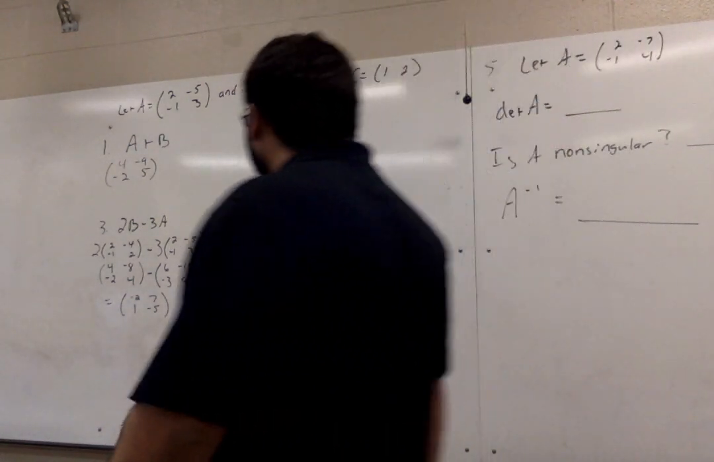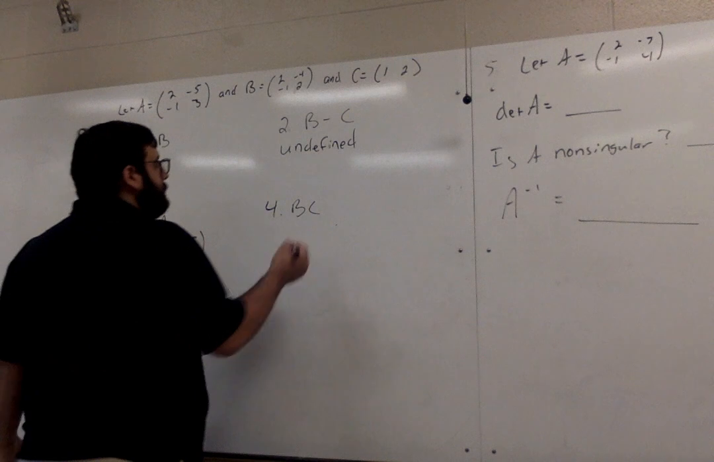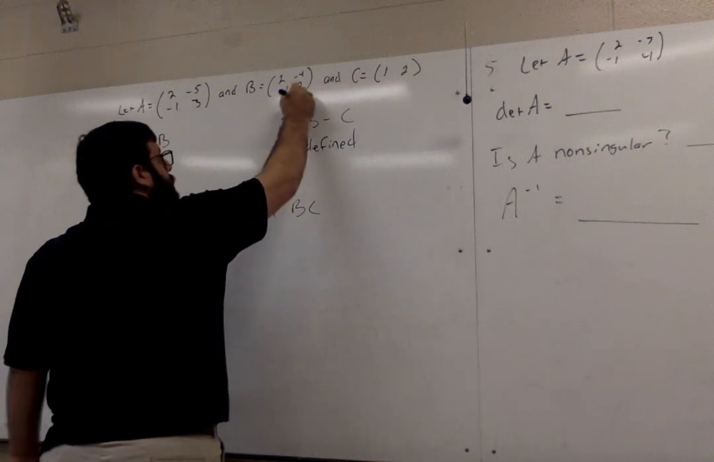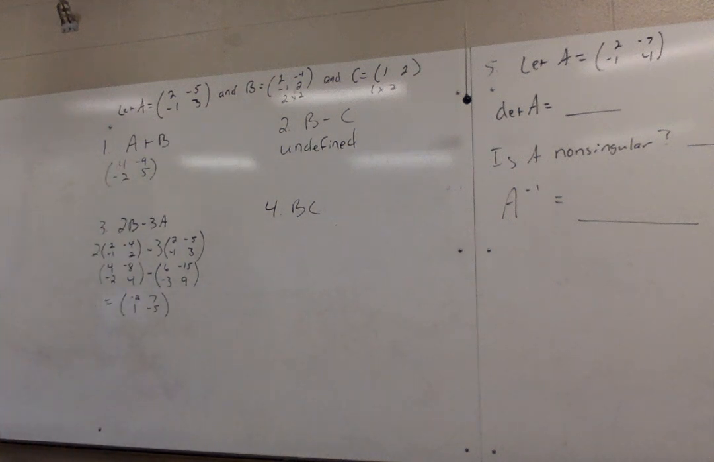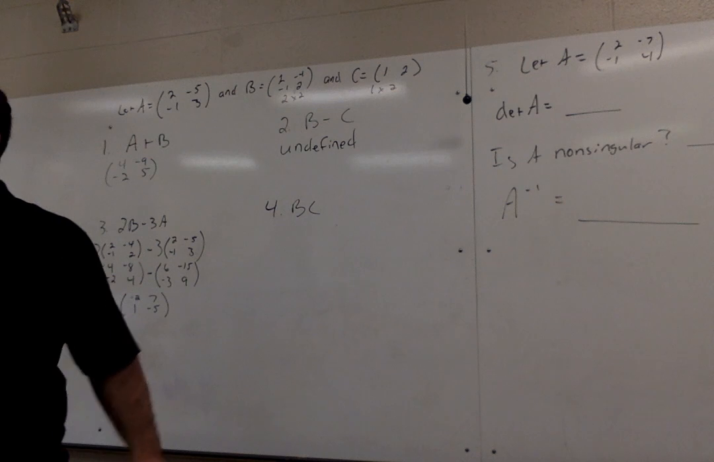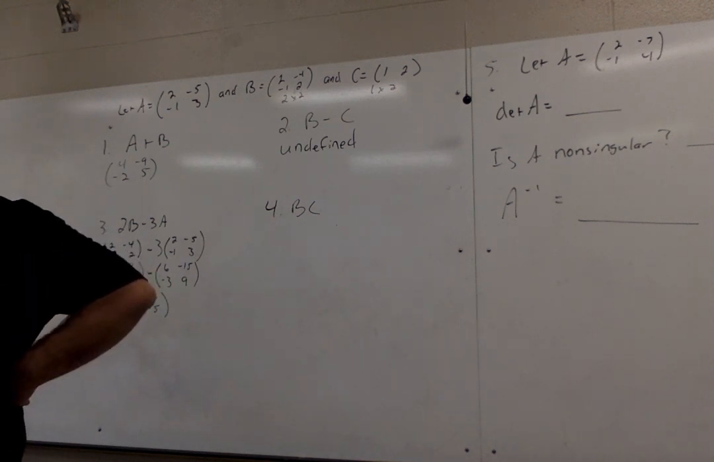Then we get to matrix multiplication. B times C. Again, let's check the dimensions. B is a 2 by 2. C is a 1 by 2. Can I multiply those two together? Mara, why can't I multiply those two together? Well, like you said, no, right? Why can't I multiply those together?